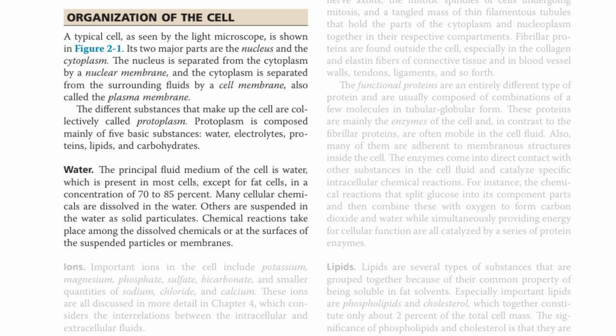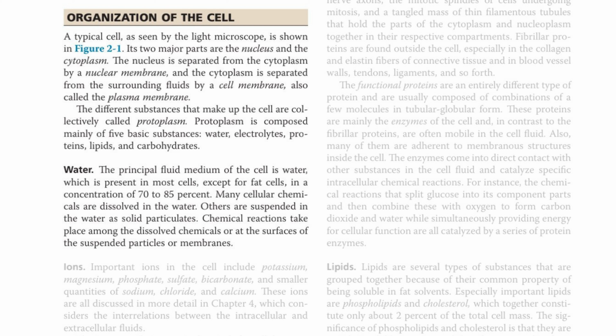Organization of the cell. A typical cell, as seen by the light microscope, is shown in Figure 2-1. Its two major parts are the nucleus and the cytoplasm. The nucleus is separated from the cytoplasm by a nuclear membrane, and the cytoplasm is separated from the surrounding fluids by a cell membrane, also called the plasma membrane. The different substances that make up the cell are collectively called protoplasm. Protoplasm is composed mainly of 5 basic substances: water, electrolytes, proteins, lipids, and carbohydrates.